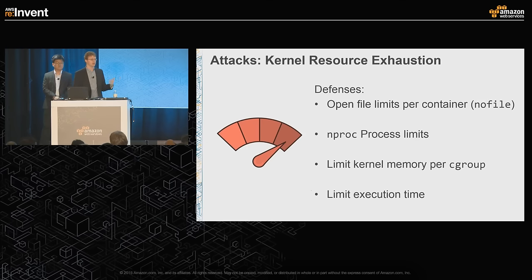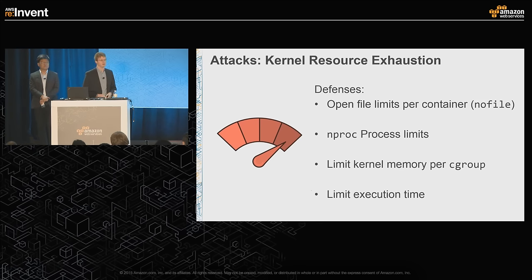Now, there's another shared resource, the kernel. And there are a number of attacks possible that a malicious submission can do to try and attack and take out the Linux kernel or gain advantage in some way. For example, a submission can try and open as many files as it can. Fortunately, Linux has ulimits, which allow you to set a number of limits. In fact, we can do this on a per cgroup or per container basis, and this is the nofile or the number of open files limit.